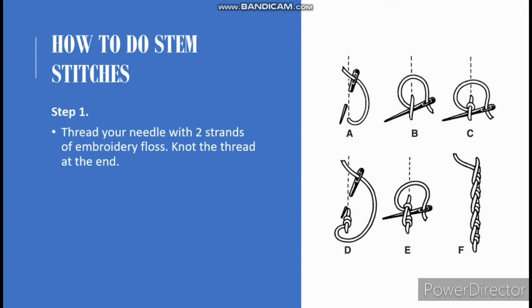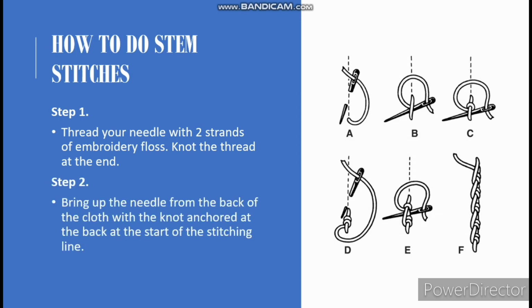Thread your needle with 2 strands of embroidery floss. Knot the thread at the end. Step 2. Bring up the needle from the back of the cloth with the knot anchored at the back, at the start of the stitch line.